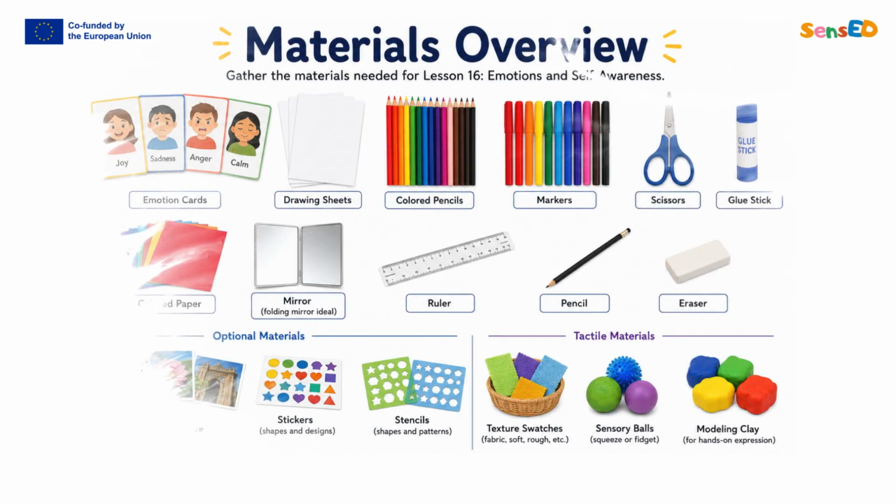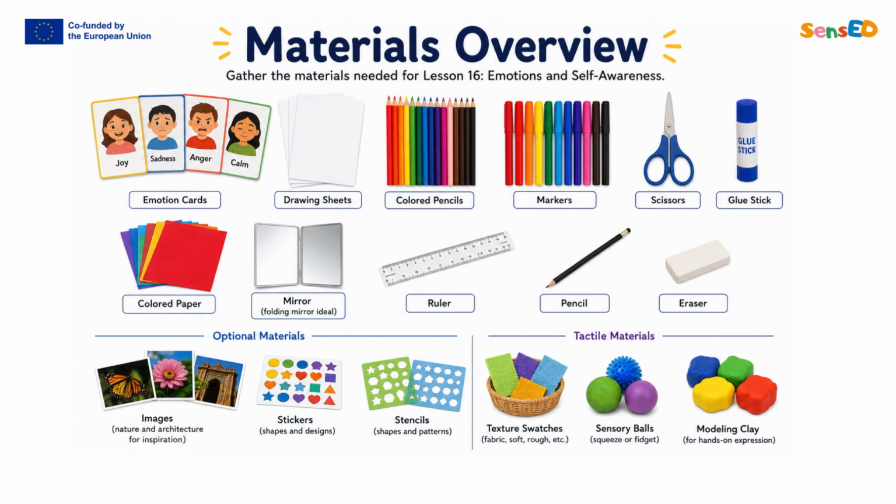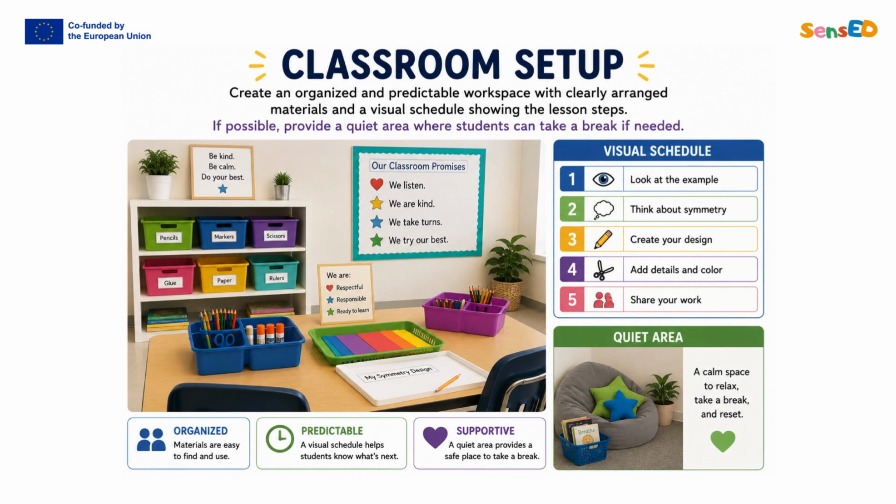Before beginning, prepare the learning environment. You will need paper in different sizes, paints, colored pencils or markers, emotion cards, and tactile materials such as sponges, cotton, or fabric pieces. Optional materials may include photographs or visual examples that help students connect emotions with colors, textures, and artistic elements. Create an organized and predictable workspace with clearly arranged materials and a visual schedule showing the lesson steps. If possible, provide a quiet area where students can take a break if needed.